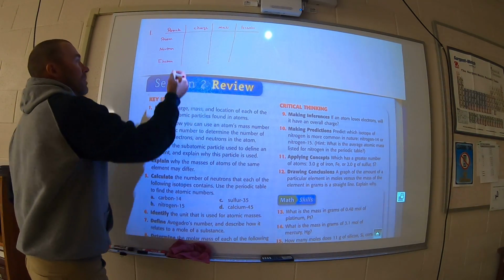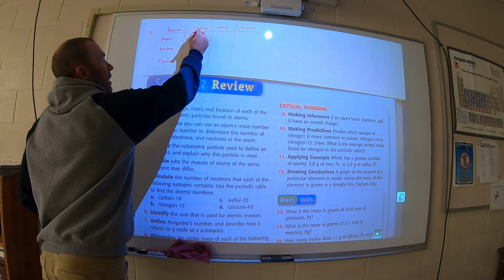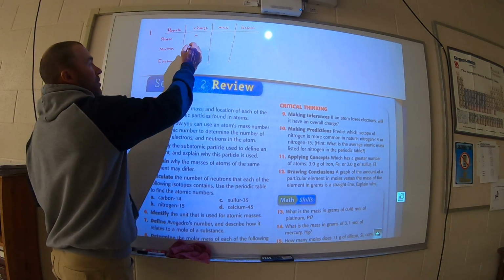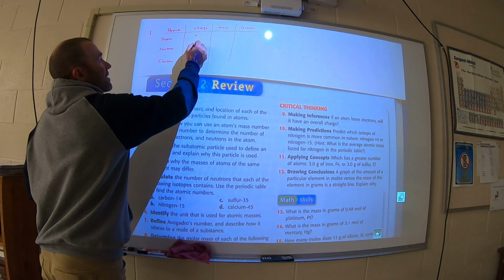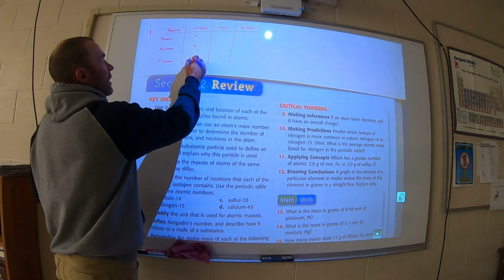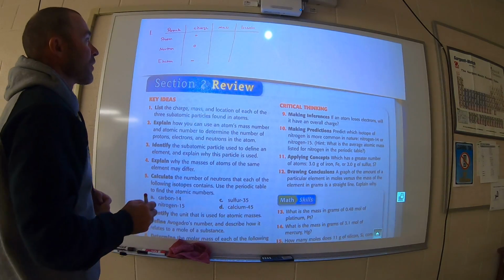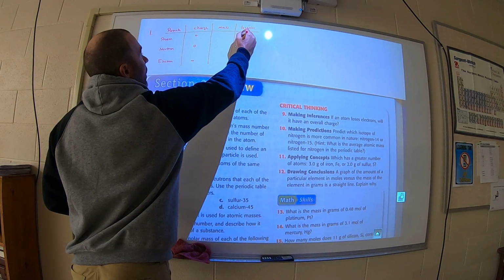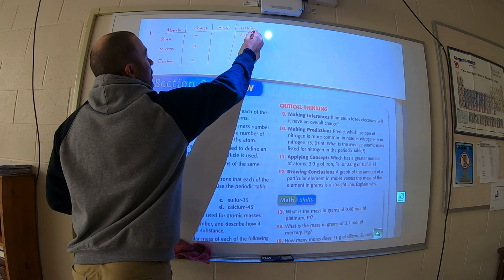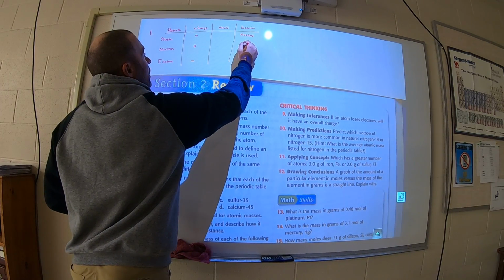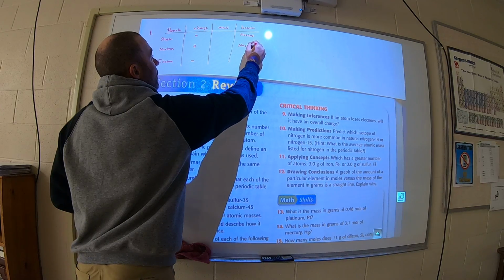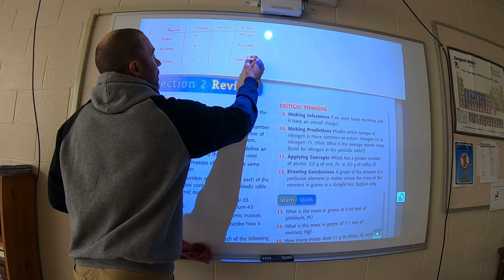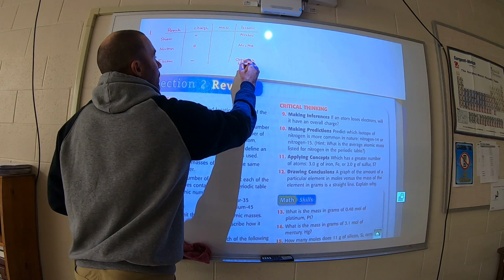The charge, proton, it starts with a P, so it's positive. Now the neutrons, I always have people get confused on this. It starts with an N, so it's neutral. It sounds like neutral. An electron then is negative. For the location, we'll come back to the mass here in a second. A proton is found in the nucleus. A neutron is in the nucleus. And an electron is outside the nucleus.